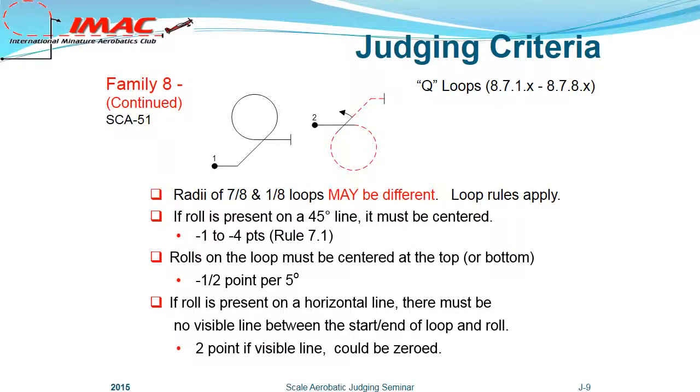Finally, rolling elements may be placed on the entry or exit line. If rolling elements are specified, there must be no visible line drawn between the rolling and looping portions of the figure. A minimum downgrade of 2 points is assessed and may be zeroed at the judge's discretion. In addition, the roll and loop may not overlap each other. If they do overlap, a deduction of 1/2 point per 5 degrees is applied.